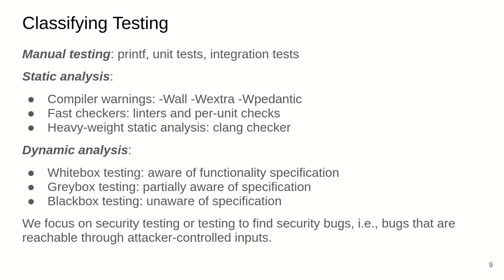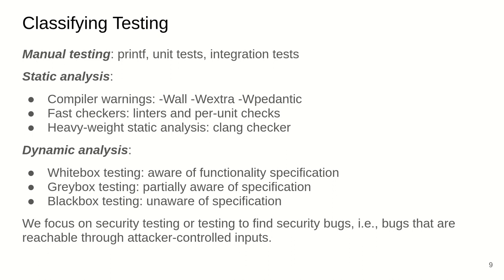That's the static analysis you're most used to. Fast checkers such as linters or per unit checks, or even heavyweight static analysis such as the Clang checker framework. On the dynamic analysis side, we are using more heavyweight instrumentation and analysis.